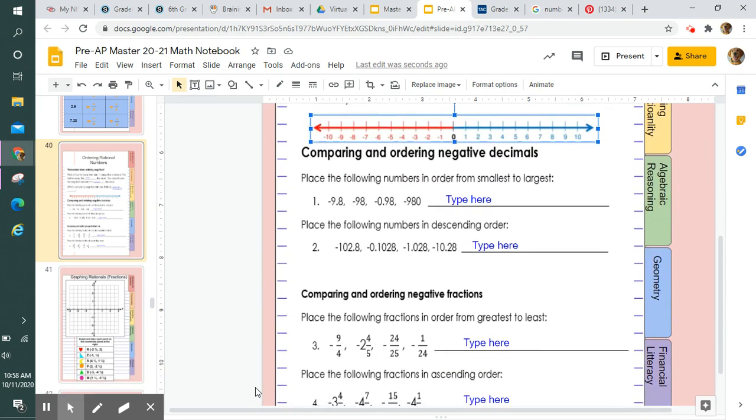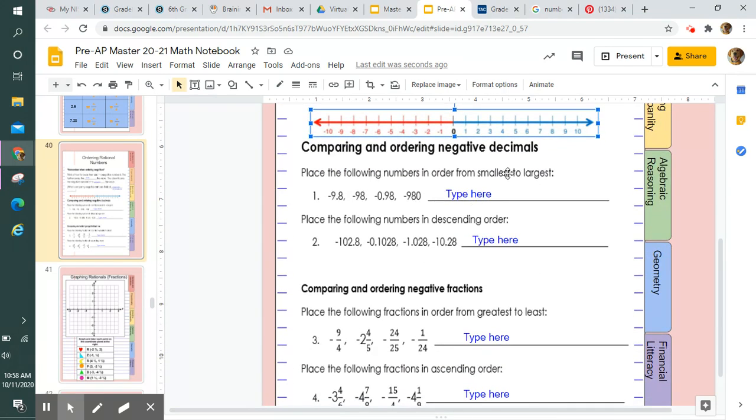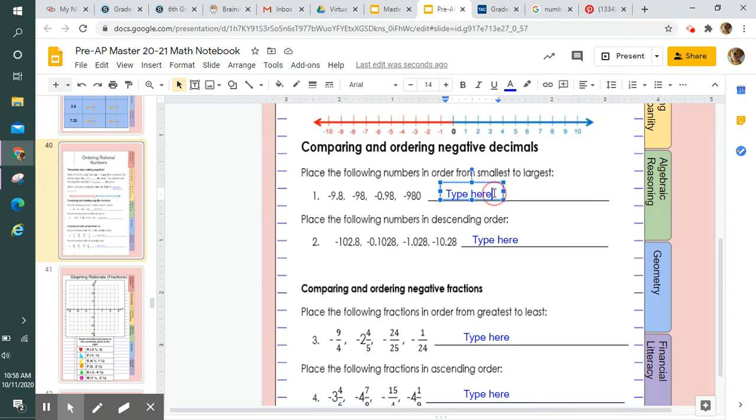All right, now it's asking us to place the following numbers in order from smallest to largest. Remember, the smaller numbers are further to the left on the number line. So really our smallest number is our bigger negative. The numbers we have are negative 9 and 8/10, negative 98, negative 98 hundredths, and negative 980. So 980 is the biggest number, but it's negative, so it's opposite. That's going to be our smallest number, so negative 980 is going to be the furthest to the left on our number line.